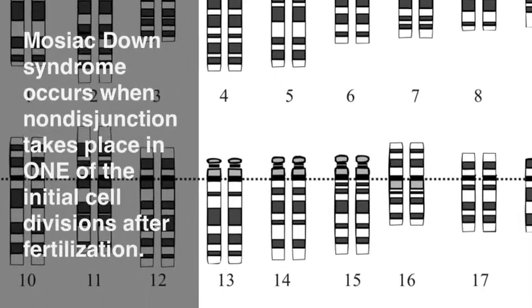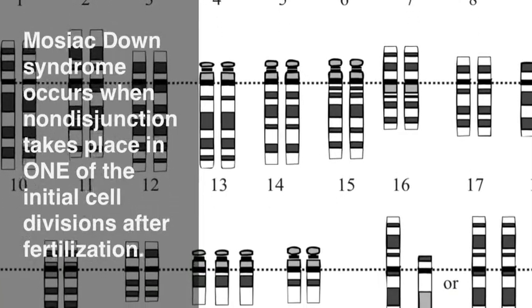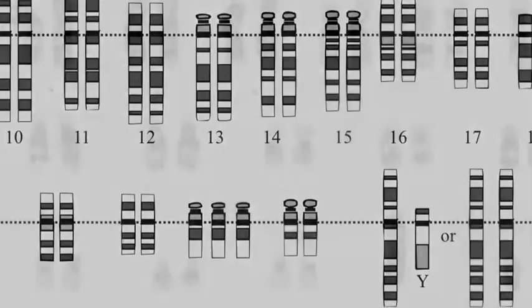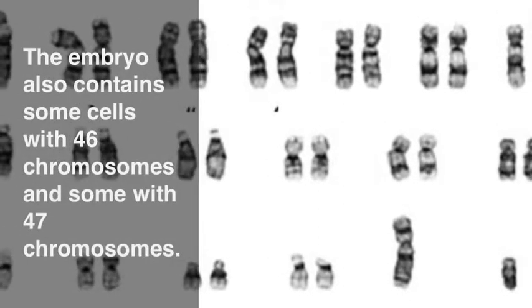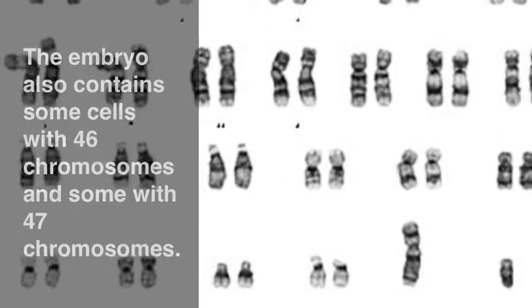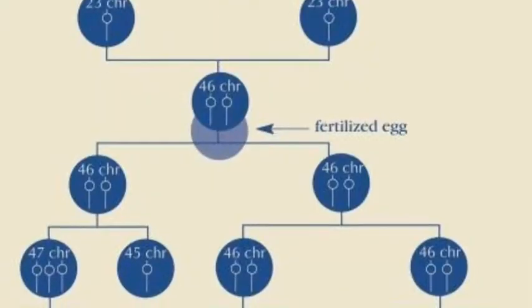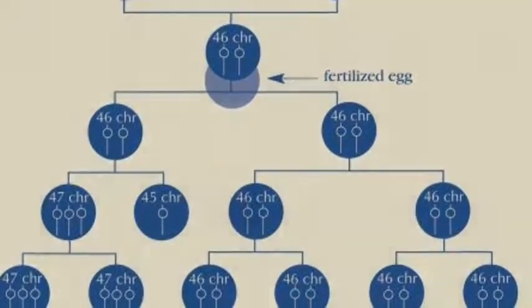The second type is called mosaic Down syndrome, which occurs when non-disjunction takes place in one of the initial cell divisions after fertilization. This means that the embryo has some cells containing the usual 46 chromosomes and some containing an extra copy of chromosome 21. Mosaic Down syndrome accounts for about 1% of people with Down syndrome. Therefore, it is very rare.